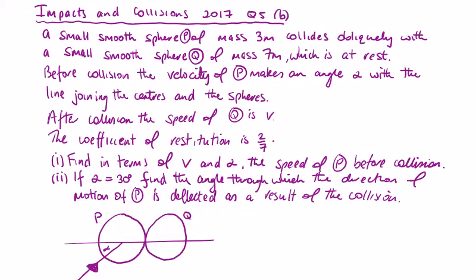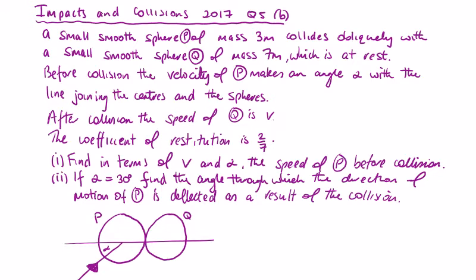Impacts and Collisions 2017, question 5b. A small smooth sphere P of mass 3m collides obliquely with a small smooth sphere Q of mass 7m, which is at rest. Before the collision, the velocity of P makes an angle alpha with the line joining the centers of the spheres. After the collision, the speed of Q is v, and the coefficient of restitution between the spheres is 2/7.